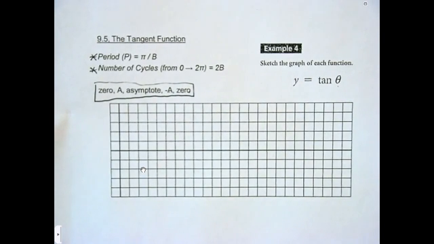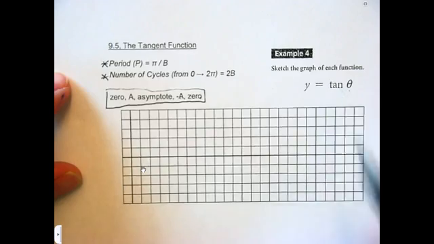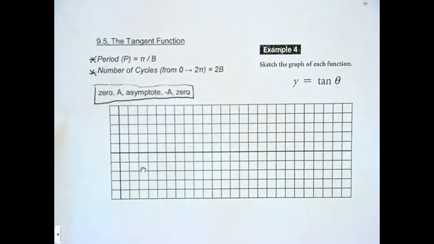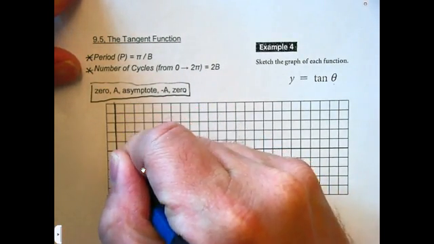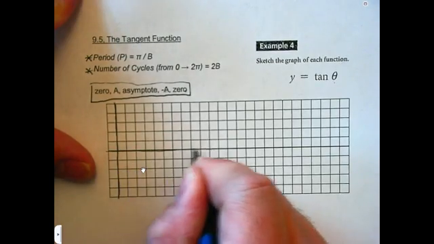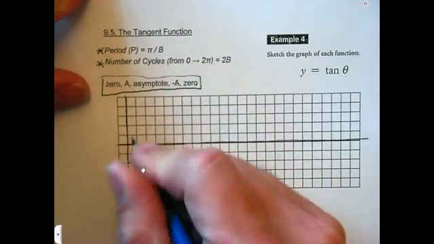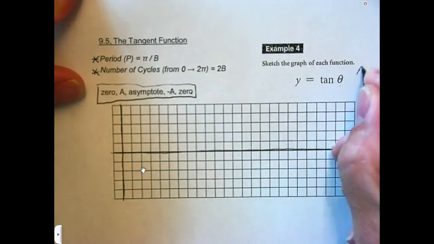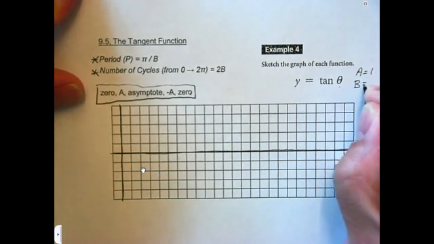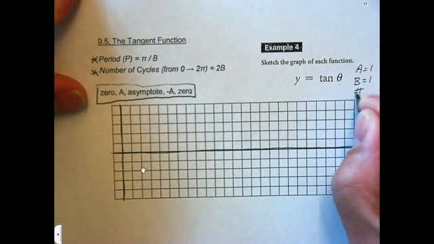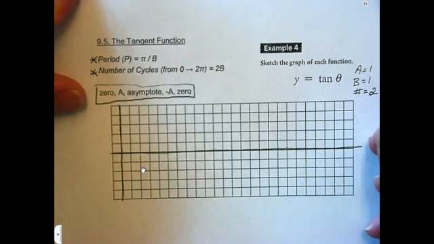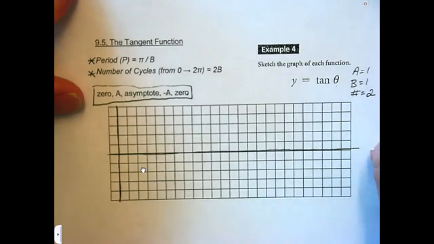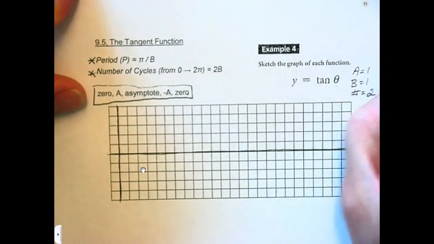So, using that, let's make sure we get the parent function graphed, and then we can go through why everything is what it is. If I'm just graphing from 0 to 2 pi here, A is 1, B is 1. So the number of cycles is 2b, or 2, and the period is pi over 1, or just pi.